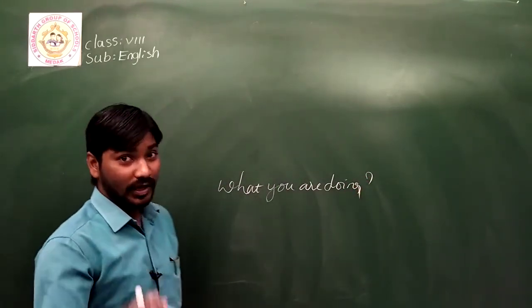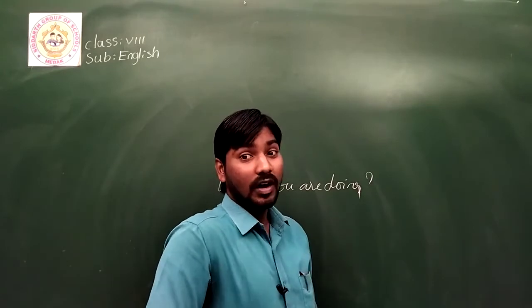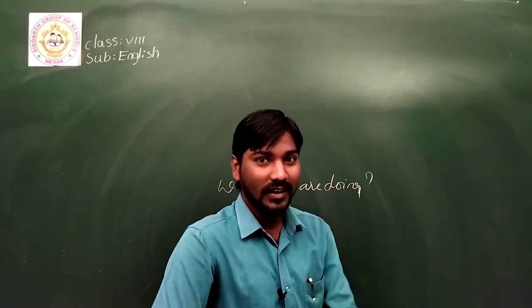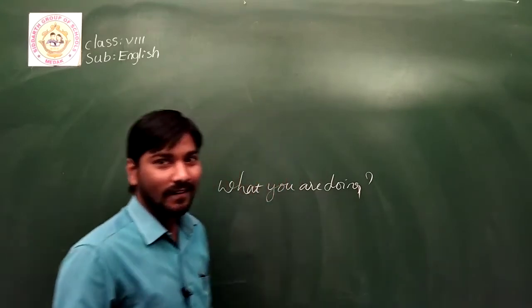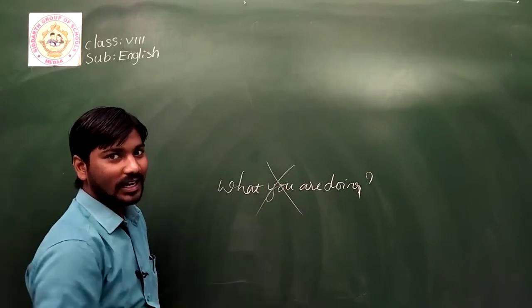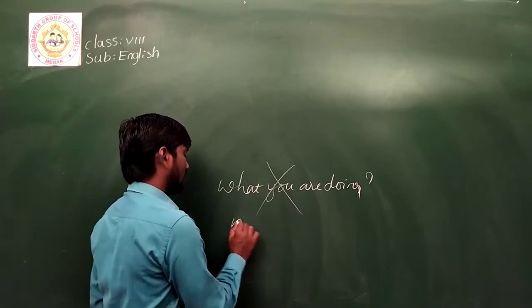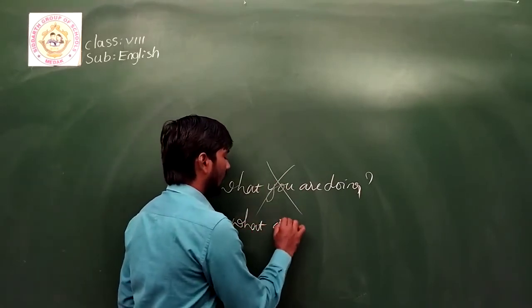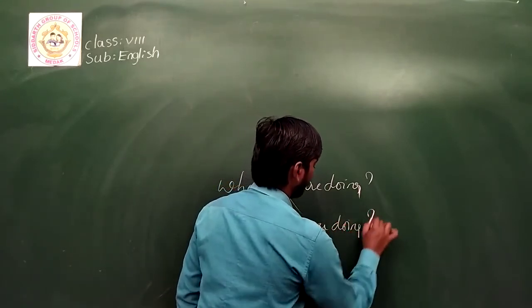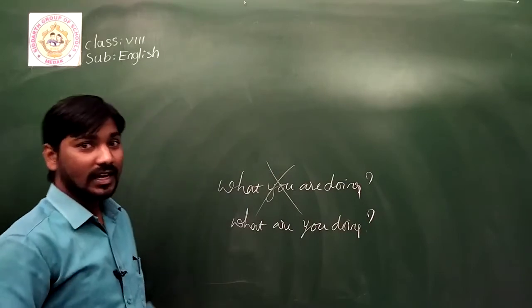Commonly we will ask, what you are doing, right? What you are doing. When we are talking, we will say that. But is it correct? No, it is wrong. It is not the correct form. What we have to say? What are you doing? What are you doing? It is the correct one.